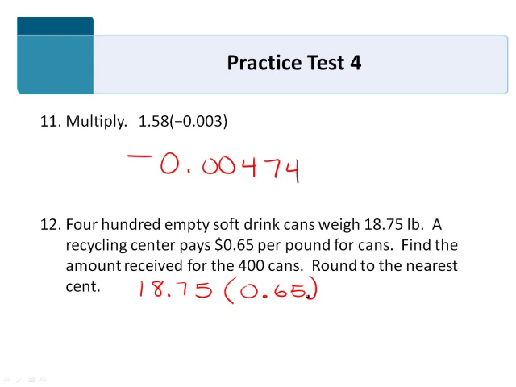Okay, so 18.75 times 0.65 comes out to 12.1875. Now, the directions say round to the nearest cent. Remember, your cents is 2 places behind the decimal. That's where you're talking about money. Okay? So the 7 is going to round that up. So you add 1 to the 8, and it would be $12.19. That's what you would get.